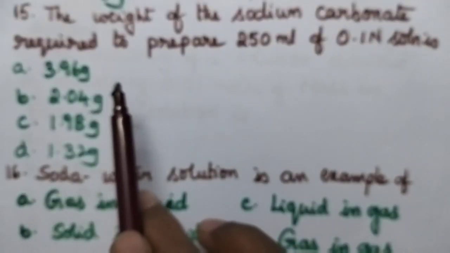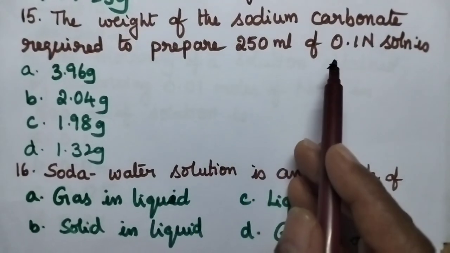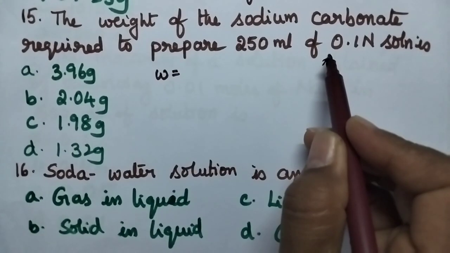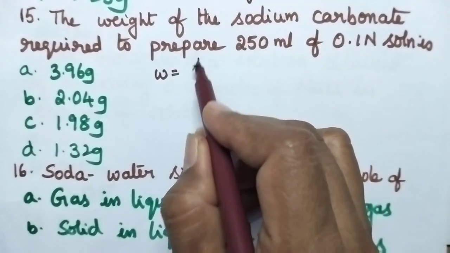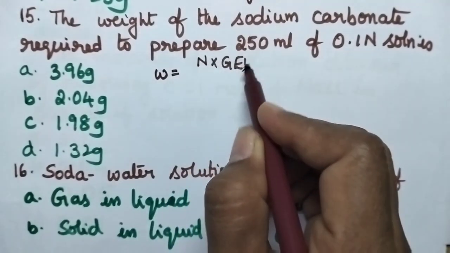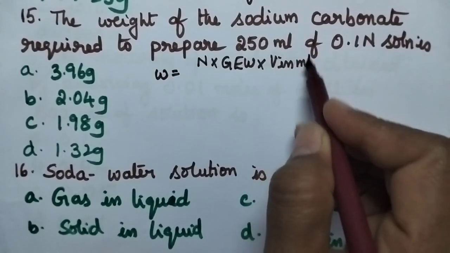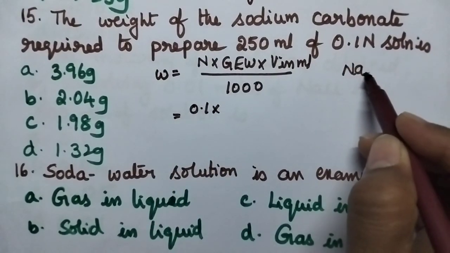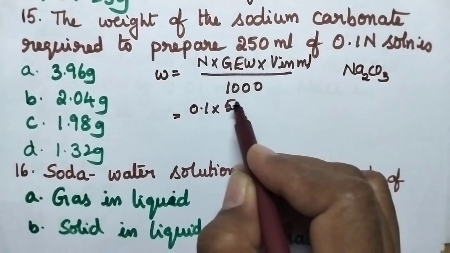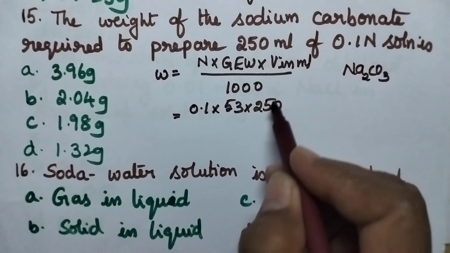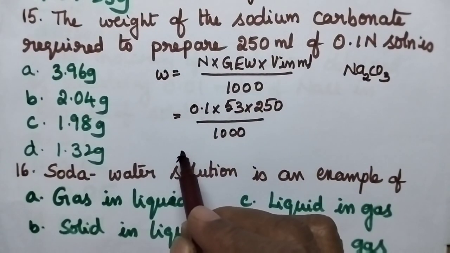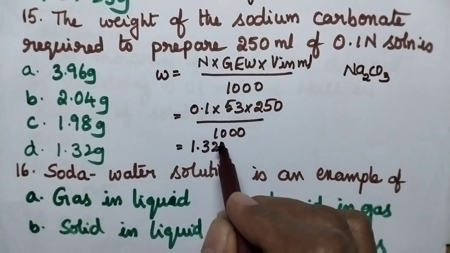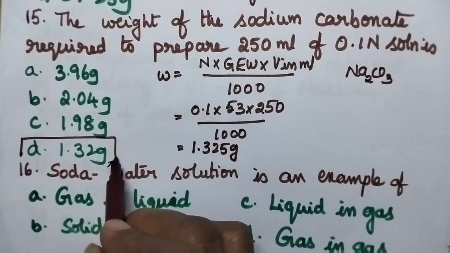The weight of sodium carbonate required to prepare 250 ml of 0.1 normal solution is. So, for calculating weight, when the concentration is expressed in normality, weight is equal to normality into gram equivalent weight into volume in ml divided by 1000. So here the normality is 0.1. In the case of sodium carbonate, the gram equivalent weight is 53, volume is 250 divided by 1000. So on calculating, it results in 1.325 gram. So option D is the right answer.